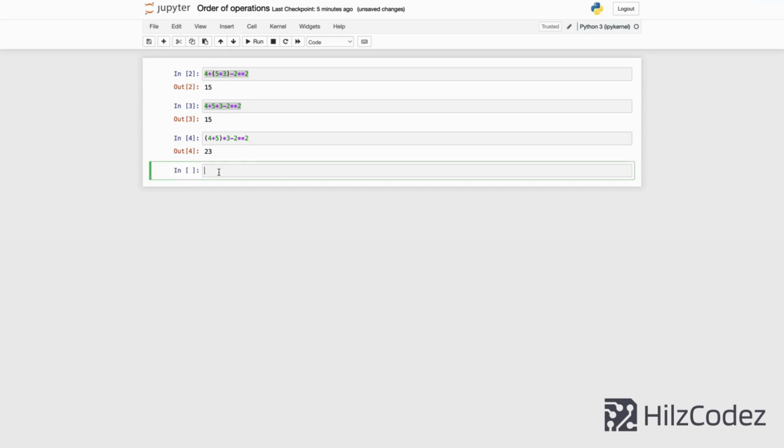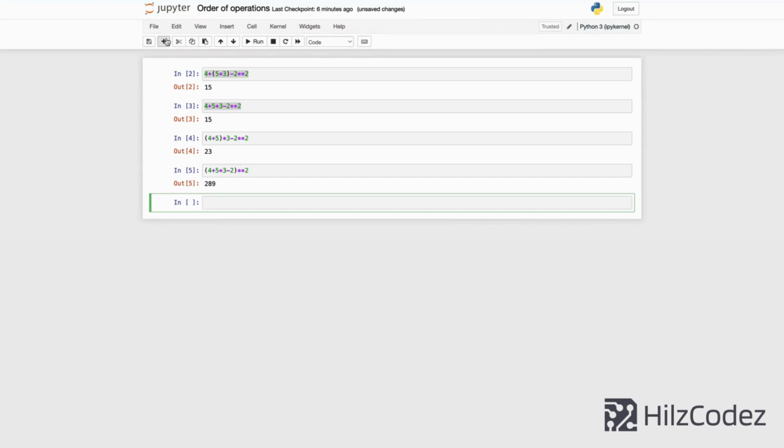Let's do another example and wrap the entire expression in brackets and square the result. This expression now reads 4 plus 5 times 3 minus 2, all within brackets, and finally raised to the power of 2. Again, this results in a different answer.